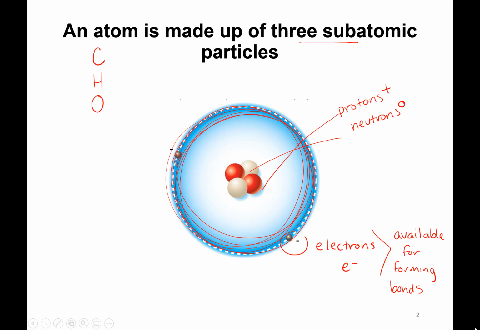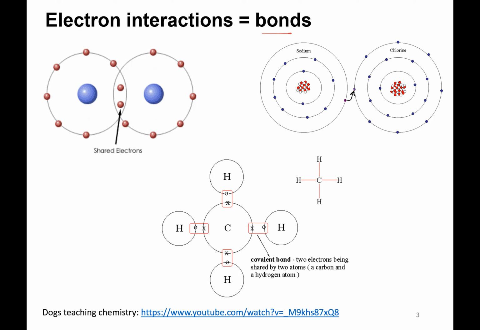So I want to review for you the different types of bonds, because we will talk about them and assume that you know what these words mean. This is just a diagram, again, to remind you that it's the electron interactions that help form bonds. We're going to talk about 3 types of bonds.